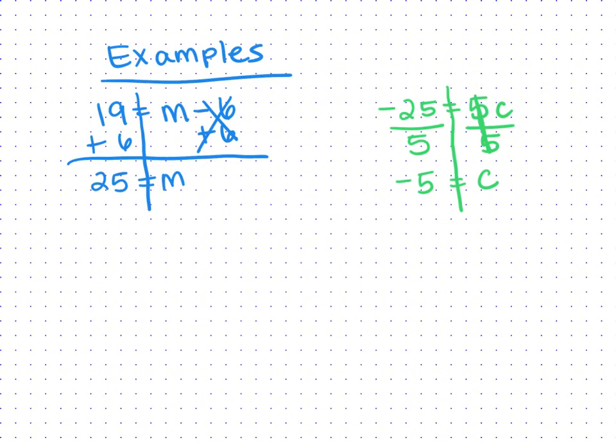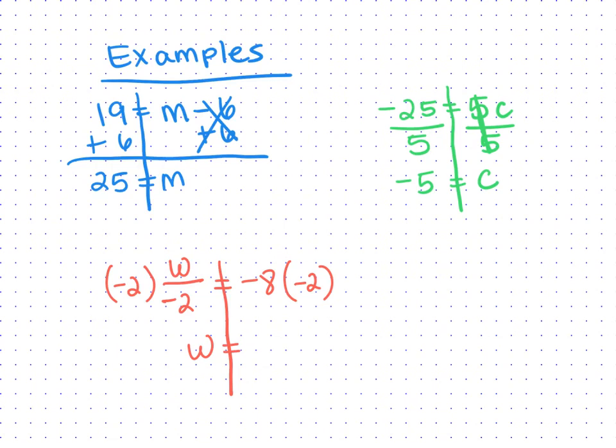Okay, let's do this again. I have w divided by -2 is equal to -8. I'm going to split that equal sign. I'm going to focus on my variable. With my variable, I see division. The opposite of division is multiplication. I'm going to use parentheses to show multiplication. I'm going to multiply by -2 on both sides. And my w is equal to positive 16.